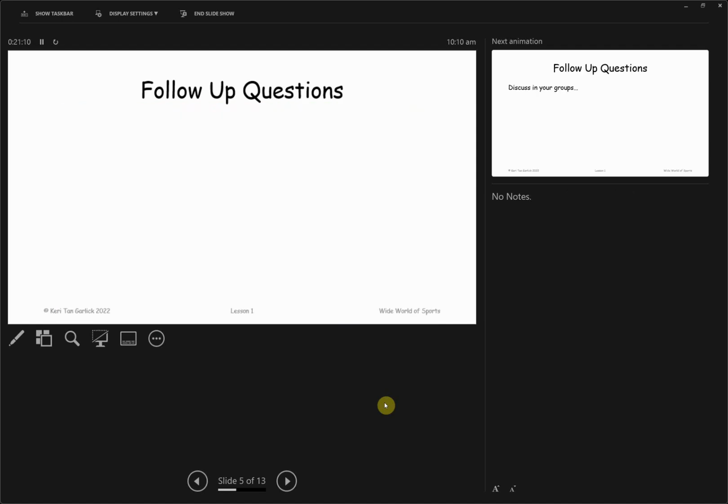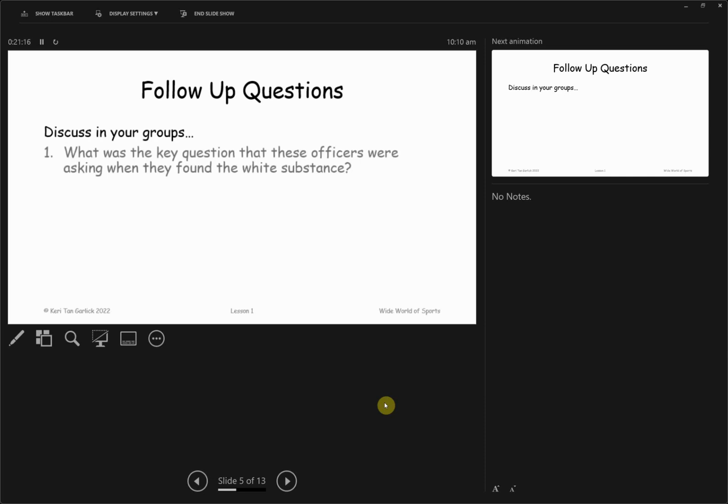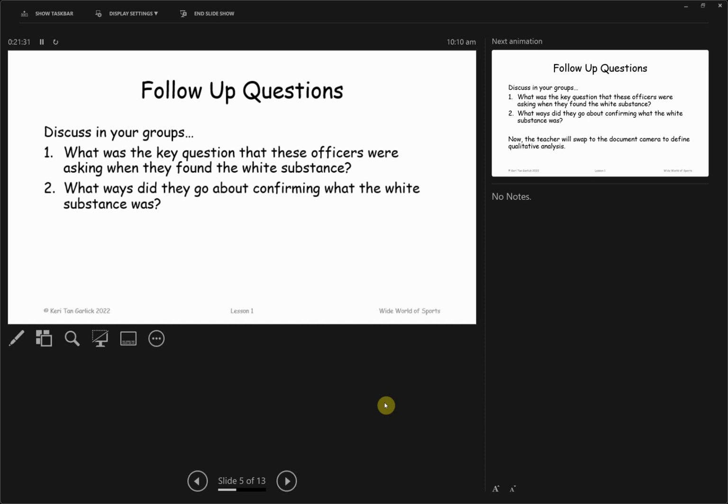I have a few follow-up questions that I want you to discuss in groups, and then we'll talk about it as a class. The first question is: what was the key question that these officers were asking when they found that white substance? The second question is: what ways did they go about confirming their hunches on what they thought it was? Take a moment and talk to each other, and then we will korero.